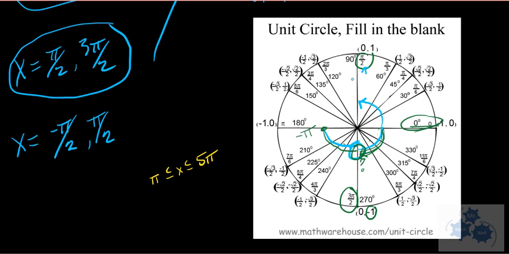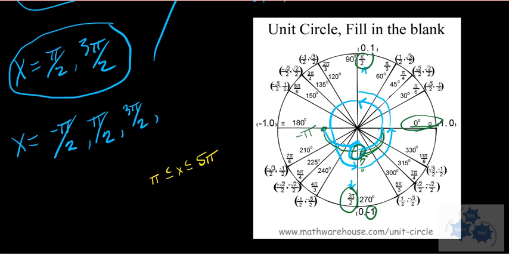Positive pi over 2. Good. And I got to go all the way to what? 5 pi. Oh my goodness, okay. So here is now 1 pi, nothing. Over here, I need to write down this one, 3 pi over 2. And then I keep going. There's 2 pi, right? Okay.